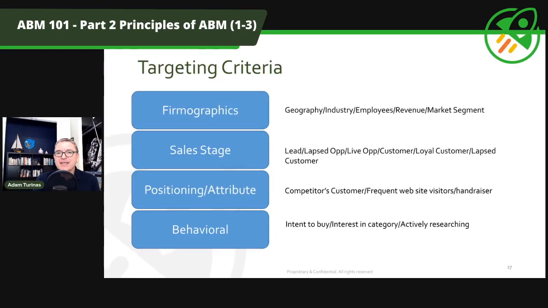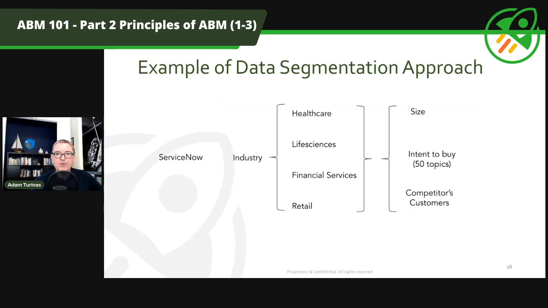Here are some of the typical characteristics that you might look at, some of the more addressable data. So firmographics, geography, size, all that kind of stuff. Sales stage: are they companies that you actually have a relationship with? How are they positioned with your competitors? Have they been a competitor? Are they entrenched with one of your competitors, or are they showing signals that they might be likely to switch? And then there are some other characteristics that you want to think about.